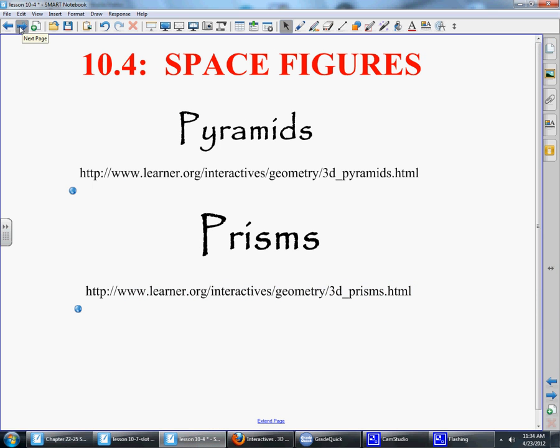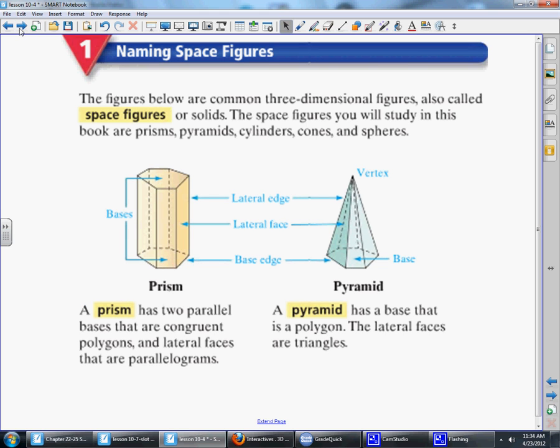So let's get into the notes. Get out a piece of paper and we're going to start taking notes on the 2 different types of space figures. The figures below are common 3-dimensional figures, also called space figures or solids. So space figures are really just solids. The space figures that we're going to study in this book are prisms, pyramids, cylinders, cones, and spheres. And we're going to talk about them all in this section.